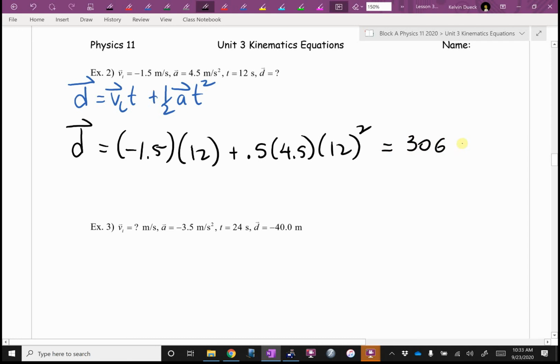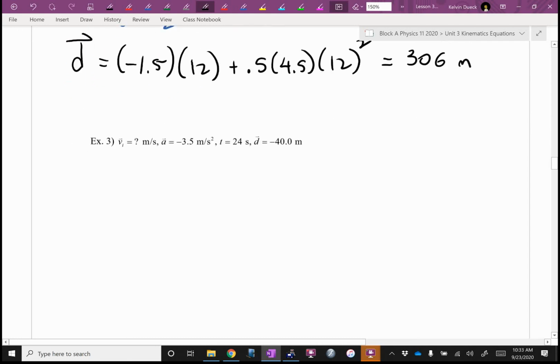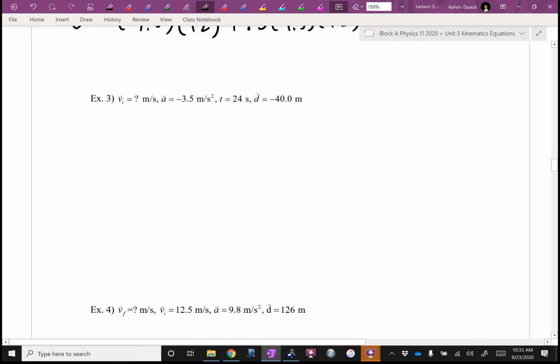Units? Okay. Cool. Nick, what's example 3 want me to find? First of all, what's it want me to find? What's got the question mark next to it? Okay, it wants me to find VI. What else did they give me? A, T, and D. So I'm looking for an equation that's got a VI, an A, a T, and a D in it. Which one? And read it.